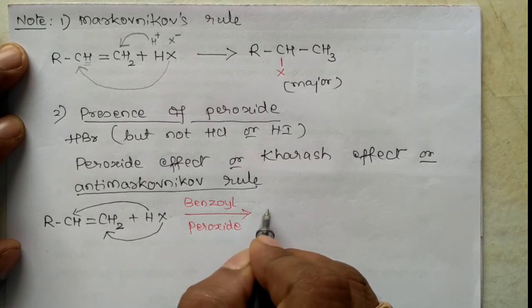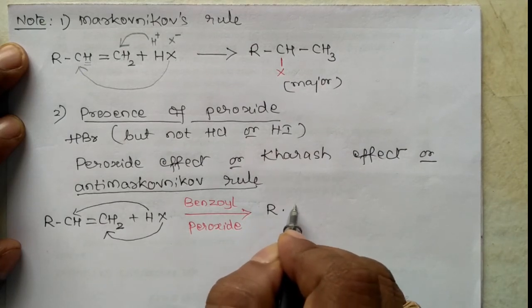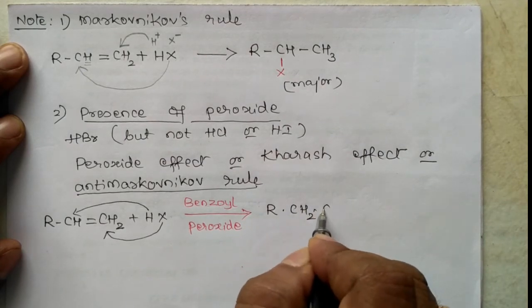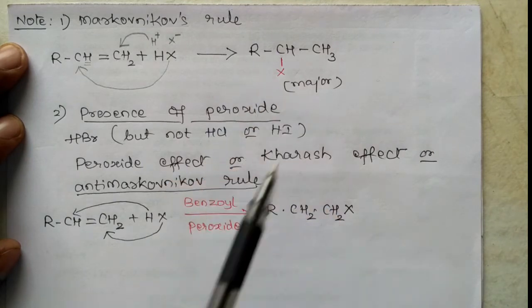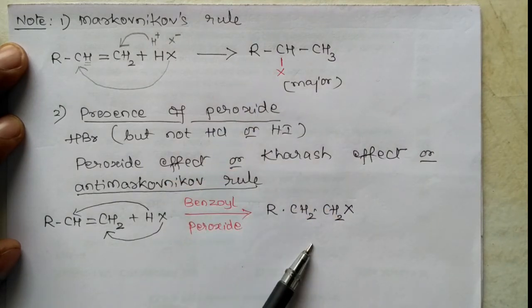So you are going to get RCH2CH2X. This is Markovnikov addition, and this is anti-Markovnikov addition. Now let us see one example.